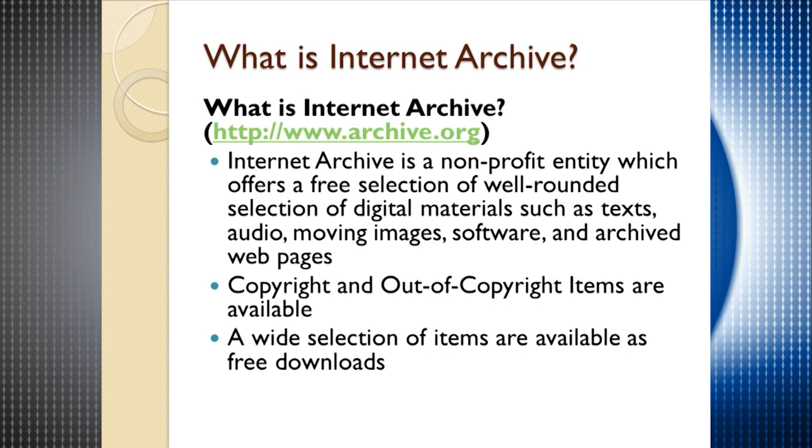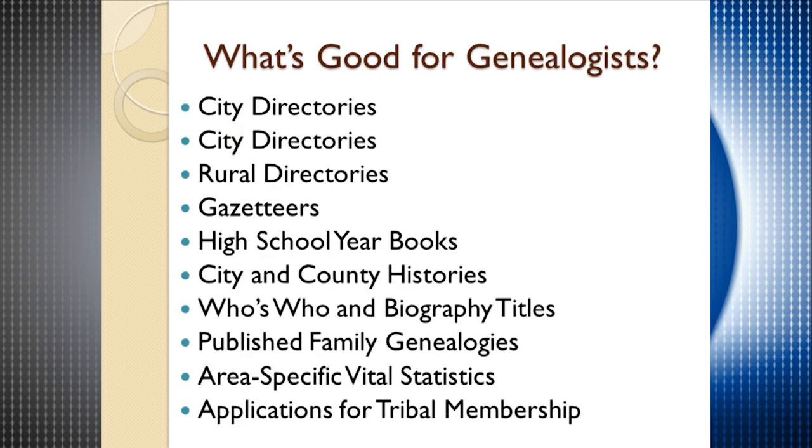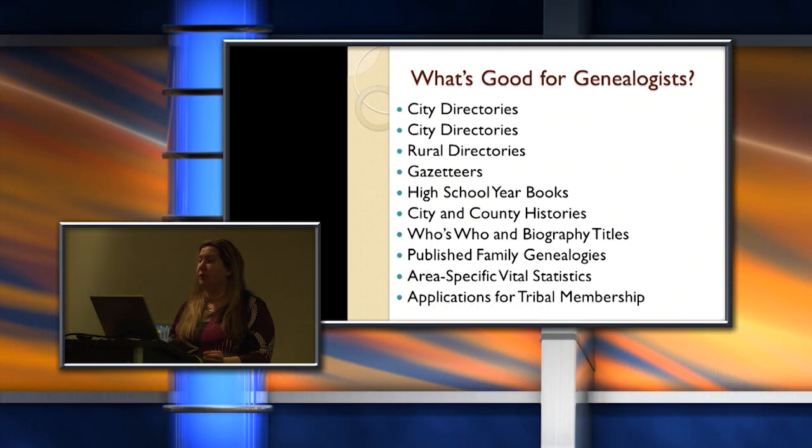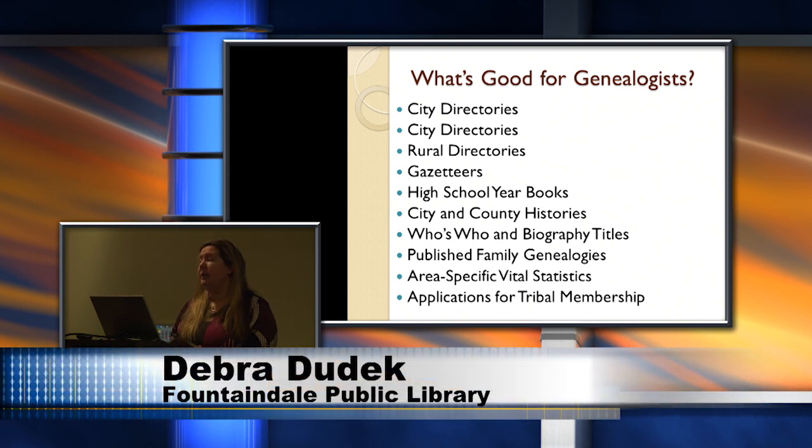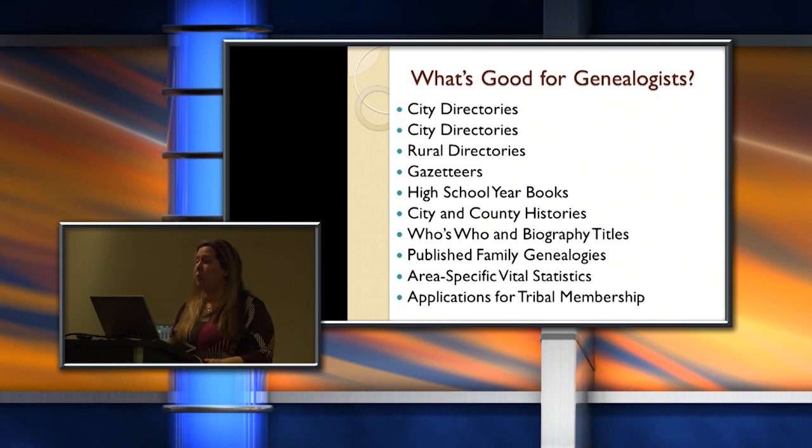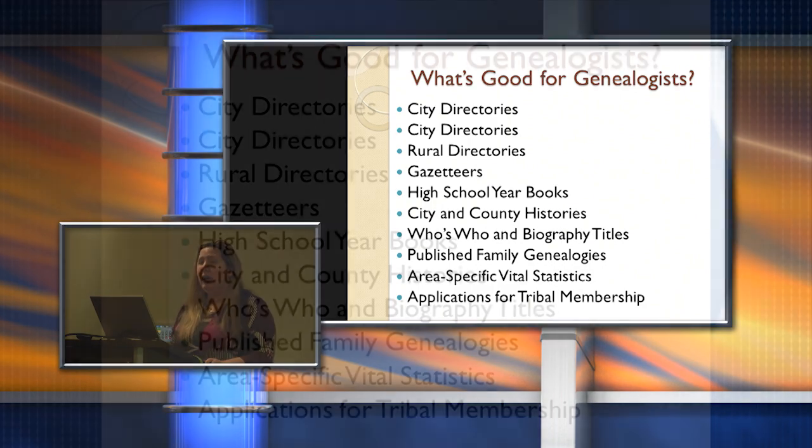I know I have city directories on here twice. But they do have city directories for major cities like Chicago or some from New York. They also have city directories for smaller communities that may not be online. So things like Toledo, they have a large area of Toledo. Champaign-Urbana is on there. So city directories are not just for metropolitan areas. They have rural directories, which were very popular from about 1900 through the 1920s. So there's a selection of those.